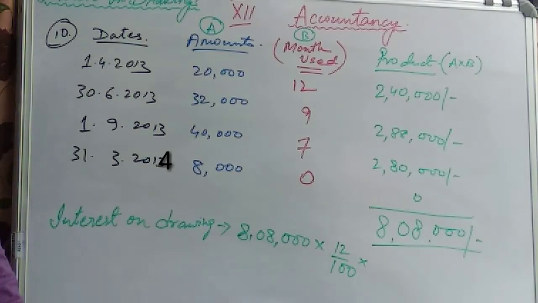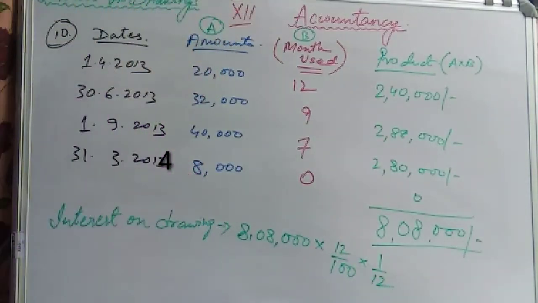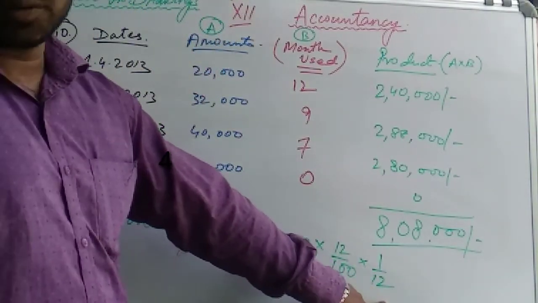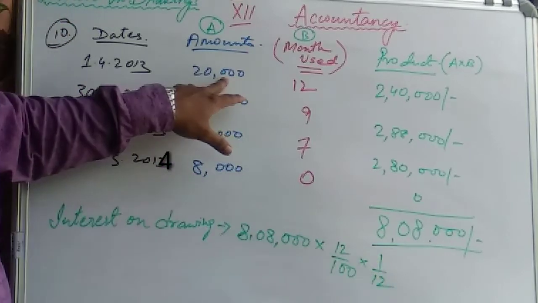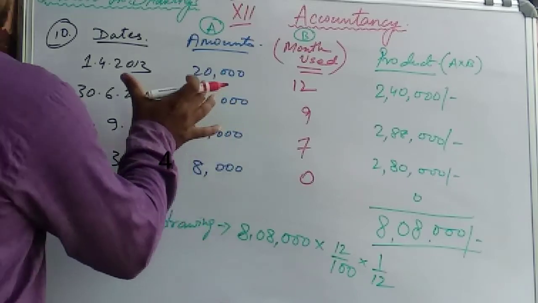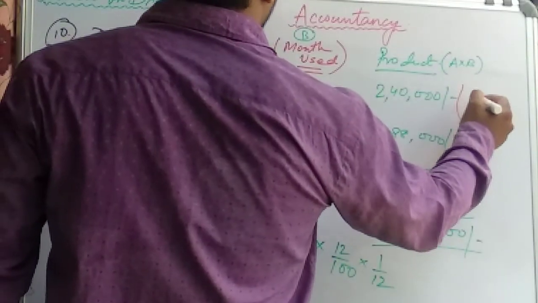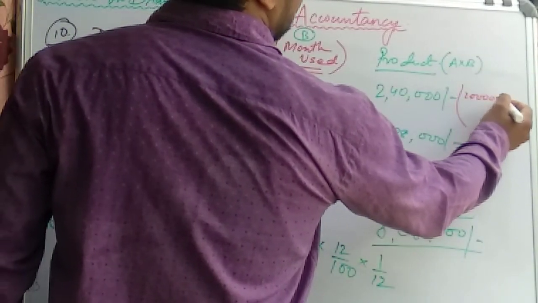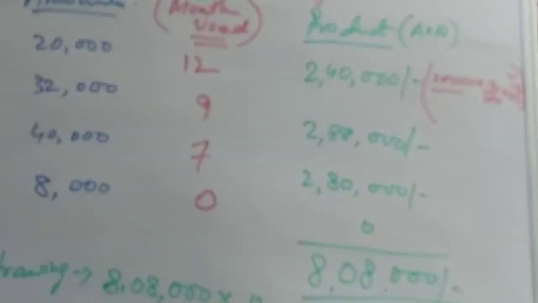And in this case, we will always multiply by 1 by 12. This is the rule in the product method, that we have to multiply by 1 by 12. Why 1 by 12? Because we multiplied here. For example, if we have to take out the interest for the first transaction only, then we do 20,000 multiplied by 12% into how many months? 12 months.